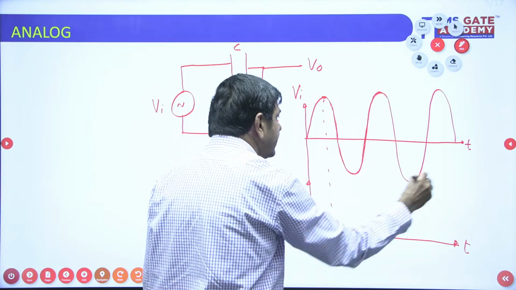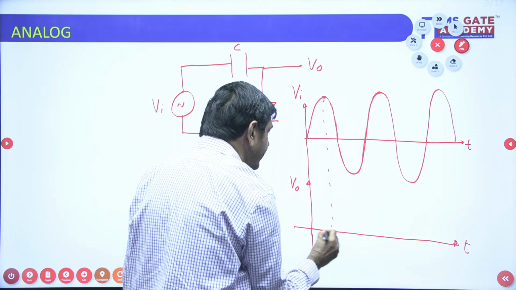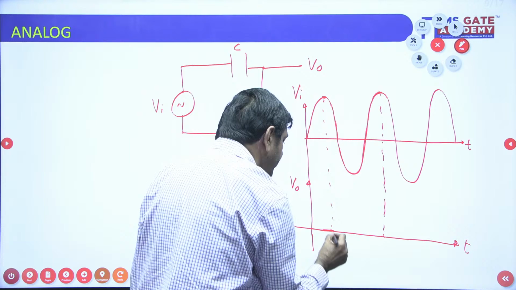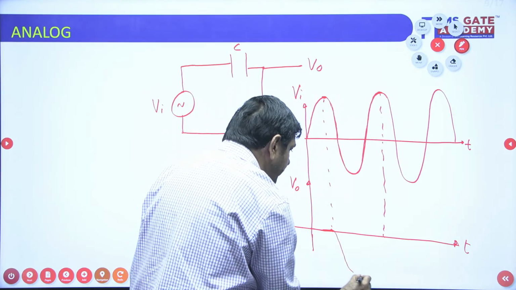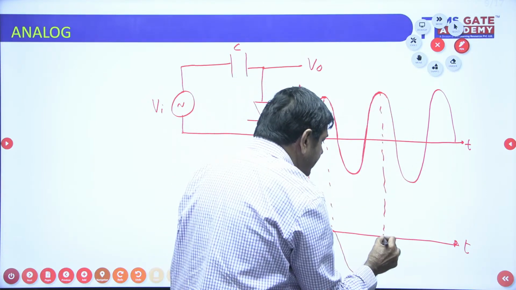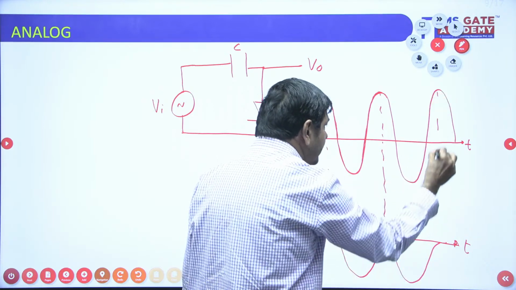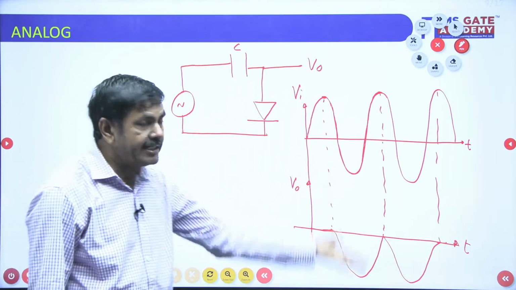Again, shifting is done now. I can draw up to this extent, 0 voltage, as I said already. Up to this extent, you can find the same shape. Again, the same waveform comes like this now. Like that, up to this extent, you will get it now. This is the clamping waveform. We are getting the negative clamping.